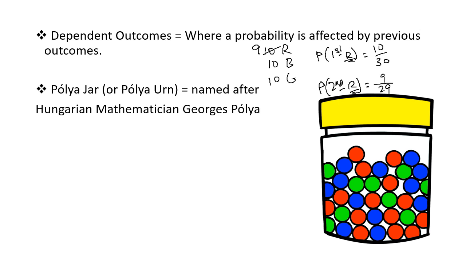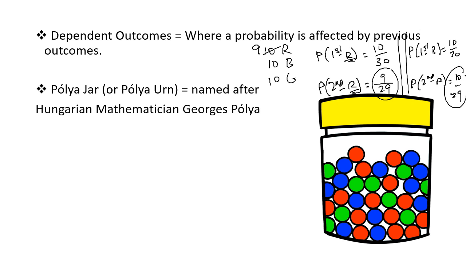If the first marble was a blue, so we'll look at another experiment here. The probability of the first one being blue would be 10 out of 30. But now the probability of the second one being red, if the first one was blue, is going to be 10 out of 29 in this case. So you can see that the probability of drawing a second red is going to be dependent on what the first marble was. If it was red, we got 9 out of 29. If it wasn't red, we got 10 out of 29.